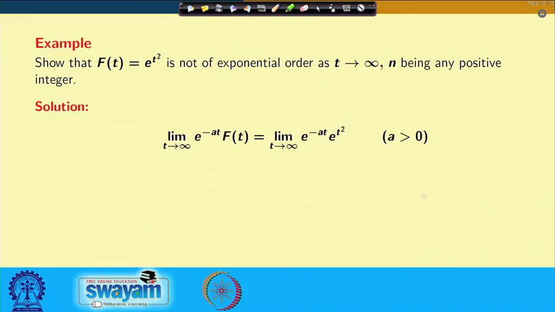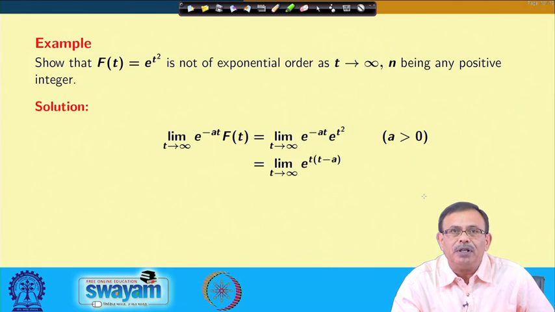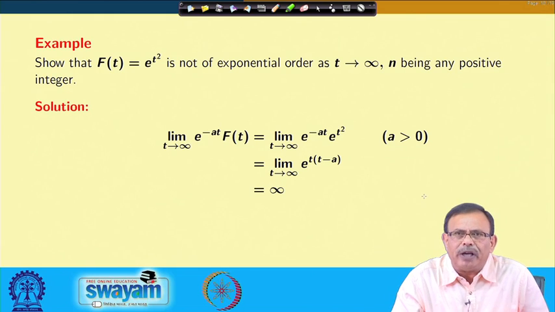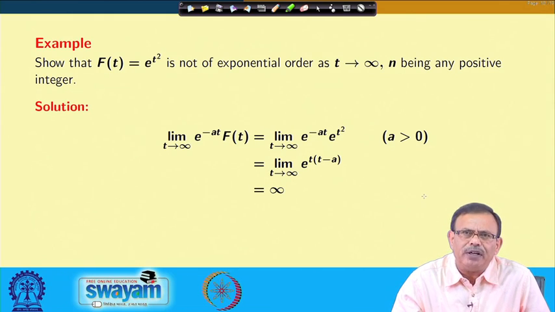So, simply we can show that the limit of e power minus a t into e power t square, which we can write as e power t into t minus a for a greater than 0, has the value infinity. By this way we can find out whether a function is of exponential order or not. In the next lecture, we will study what is the use of this exponential order or how it relates to transform calculus. If a function is of exponential order alpha, then what will be the effect, that we will see in the next class.